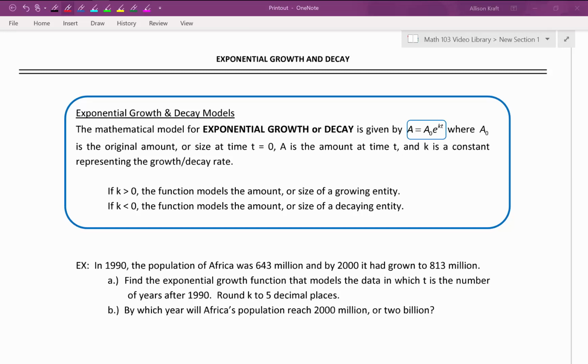If k is a positive number, the function models the amount or size of a growing entity. But if k is a negative number, the function models the amount or size of a decaying entity. You'll definitely need to know this formula.